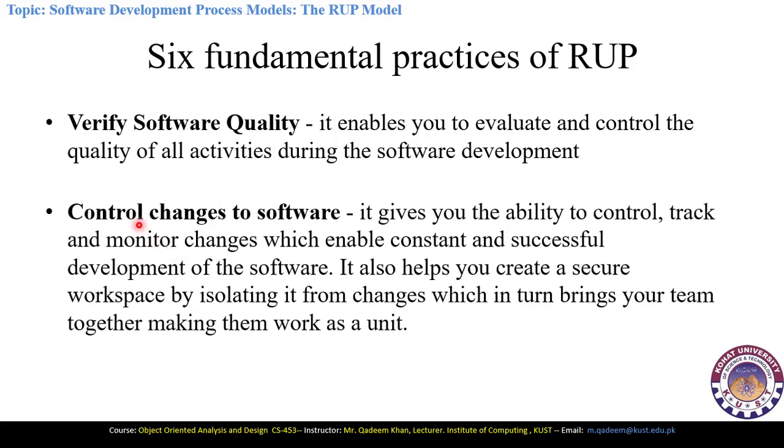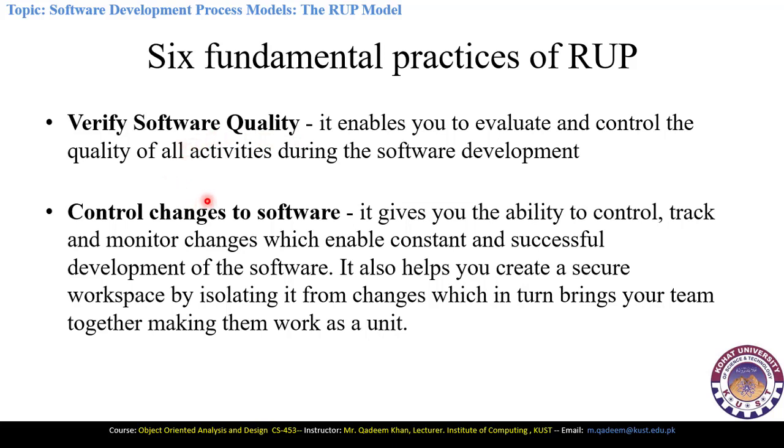Another important fundamental practice of the rational unified process model is to verify the software quality. Because we are creating the architecture of the software in the rational unified process model, we will verify each and every quality attribute here. There will be multiple quality attributes such as understandability, usability, portability, efficiency, etc. Similarly, security is also one of the important quality attributes. So verifying the software quality will help us to evaluate the control of the quality of all the activities during the software development.